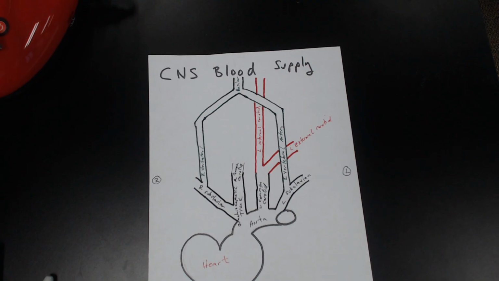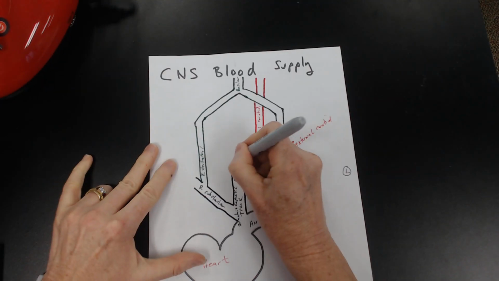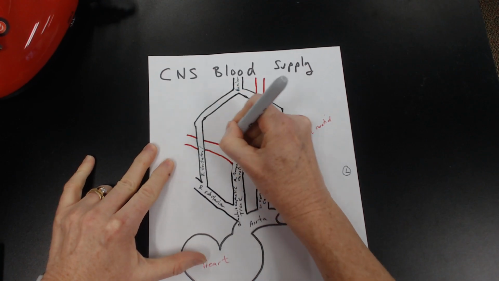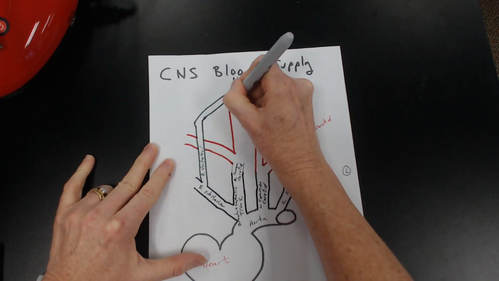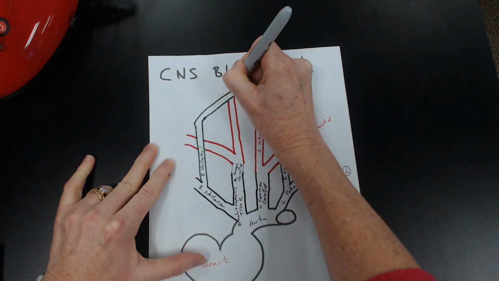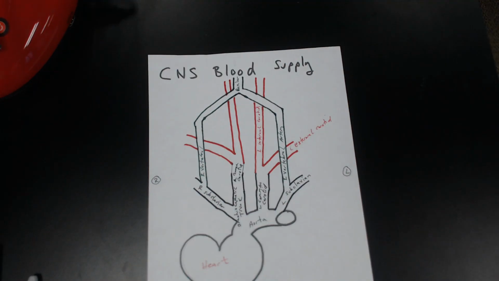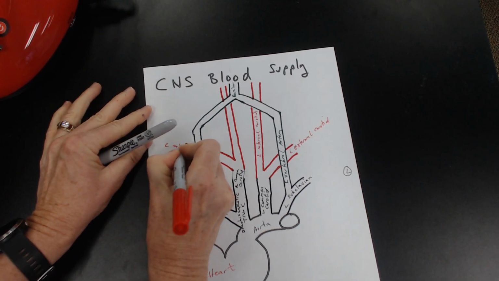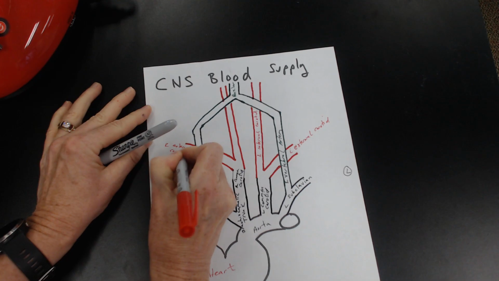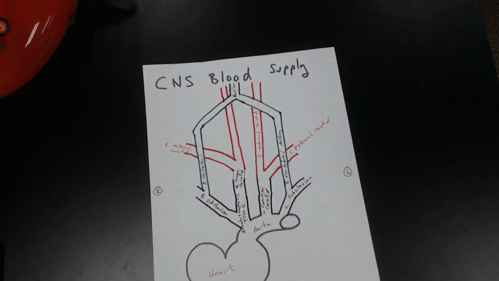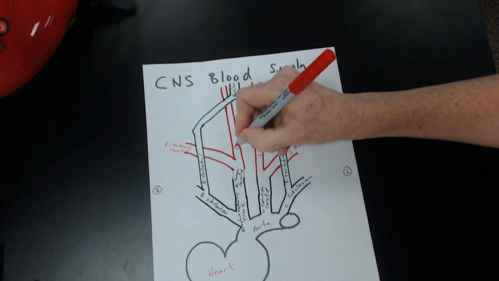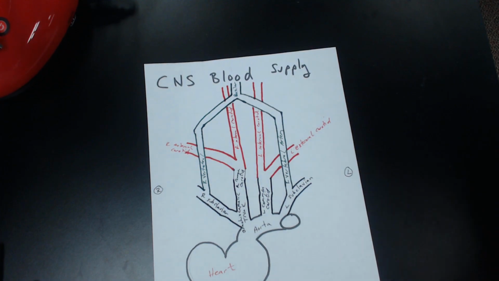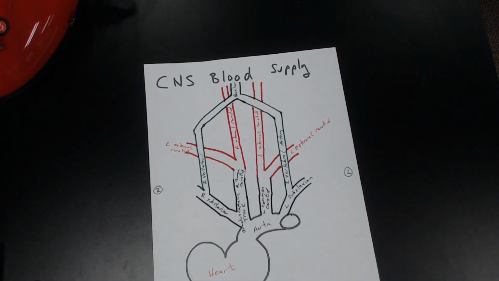Same thing happens on the right side that happened on the left. I'll just draw that real quick. So you have your common carotid that then divides into two. One branch is the right external carotid. The branch that we're going to be most concerned with today is your right internal carotid, because that's the one that supplies blood to the anterior portion of your brain.